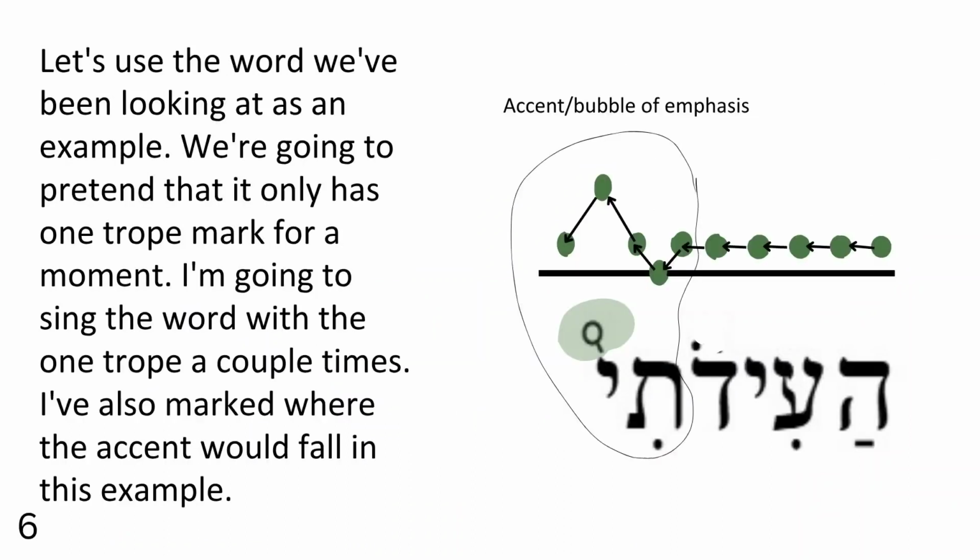Let's look at the word we've been using as an example. We're going to pretend for a moment that it only has one trope mark. I'm going to sing it the wrong way with the one trope a couple times. And I've also marked where the accent would fall in this example in the slide. Haidoti. Look at the dot map. Haidoti.